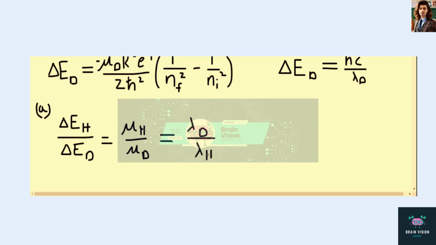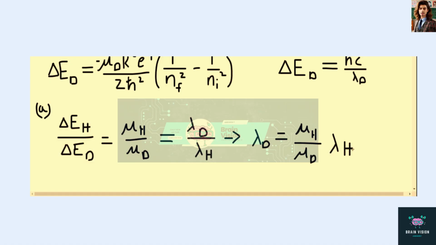So we can rewrite lambda D in terms of the two reduced masses. We have lambda D is equal to mu sub H over mu sub D multiplied by lambda H. Now you're maybe starting to recognize why we did it this way relative to the equation that we're trying to prove.